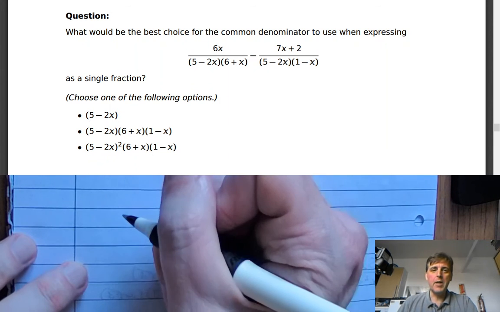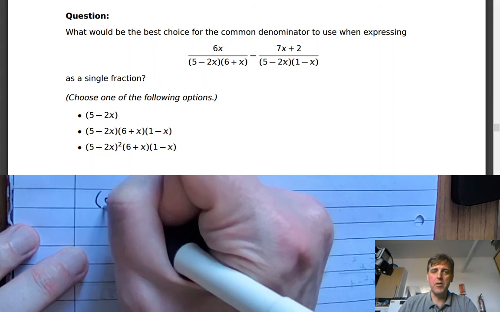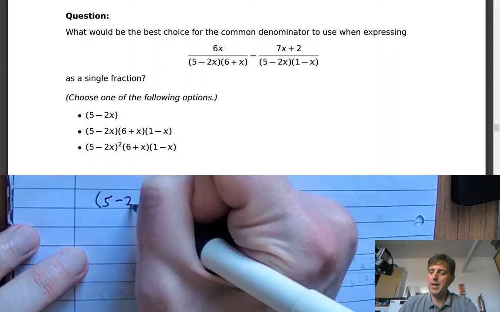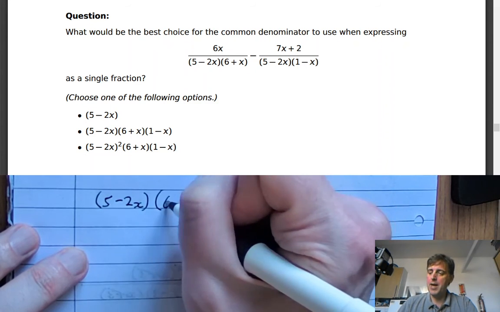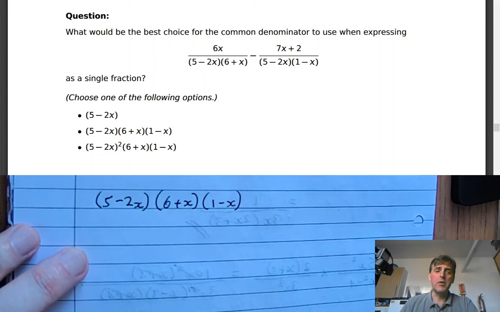Okay, let me tell you what I think the best choice is here. I think the best choice would be the middle of those 3 options there, (5 minus 2x) times (6 plus x) times (1 minus x). The first one clearly is not going to work, is it? Because if we wanted a common denominator of just 5 minus 2x, we'd have to divide top and bottom of that first fraction by 6 plus x and divide top and bottom of the second fraction by 1 minus x. But we can't do that because those things don't exist on the top of those fractions. So that one's no good.